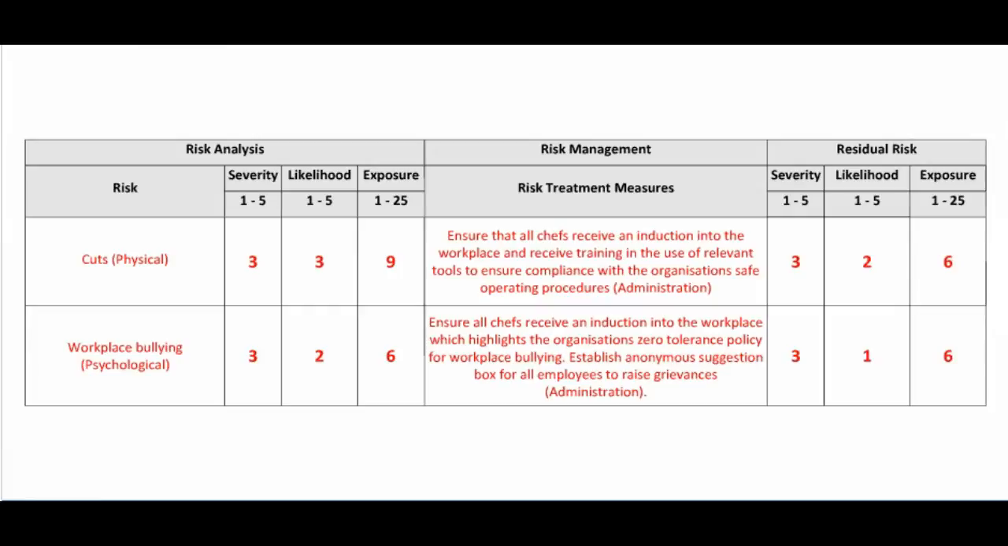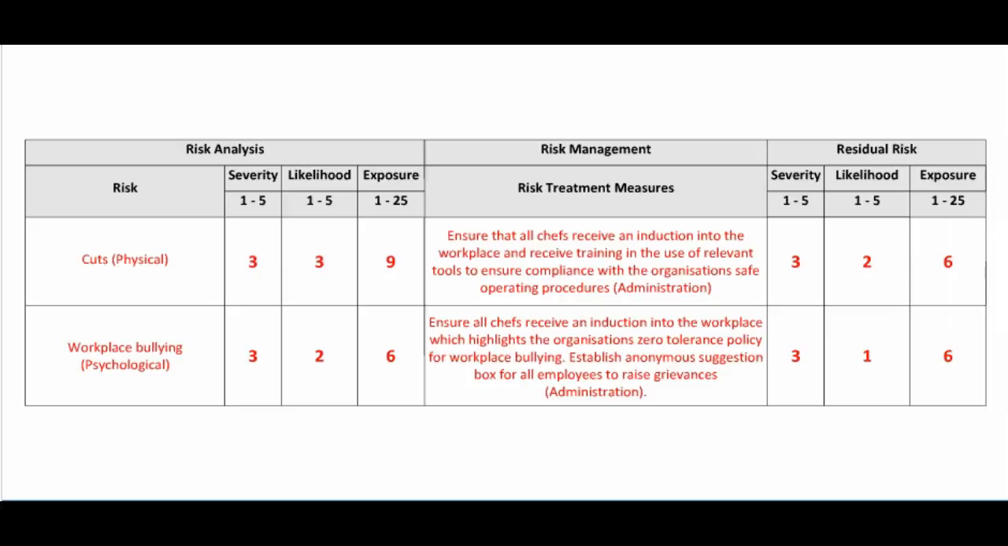Consider the following completed risk management process for chefs employed by a commercial kitchen. In the risk analysis section, risks in the workplace are identified and assessed. This risk assessment requires a score to be allocated for both the severity and the likelihood of the risk. This score is between 1 and 5, in which 5 is the highest. These scores are then multiplied to get an exposure score between 1 and 25.